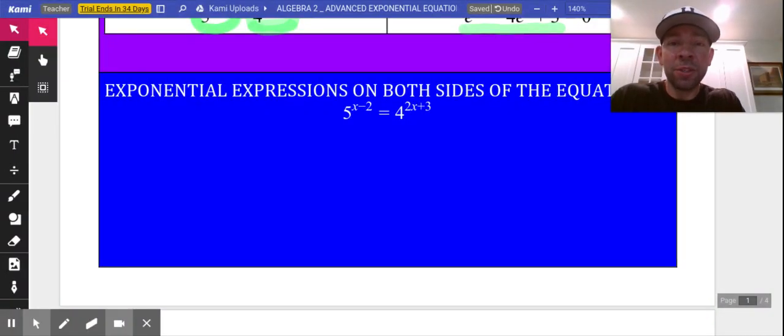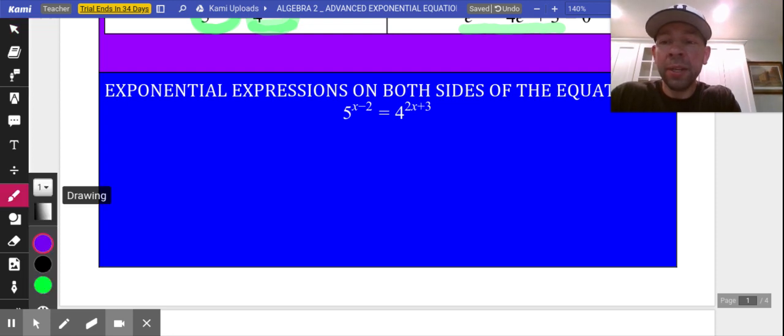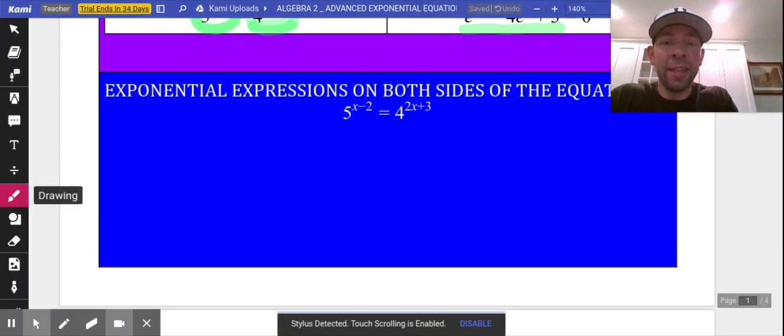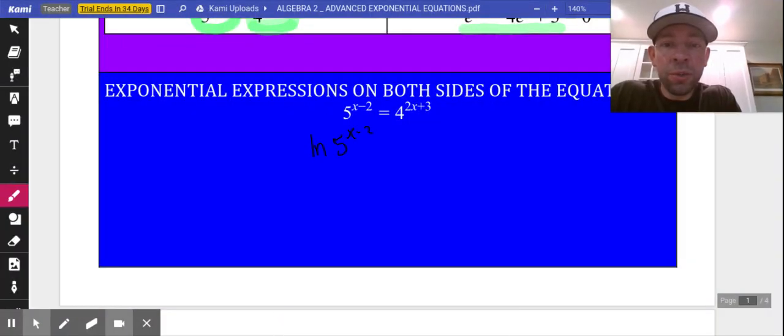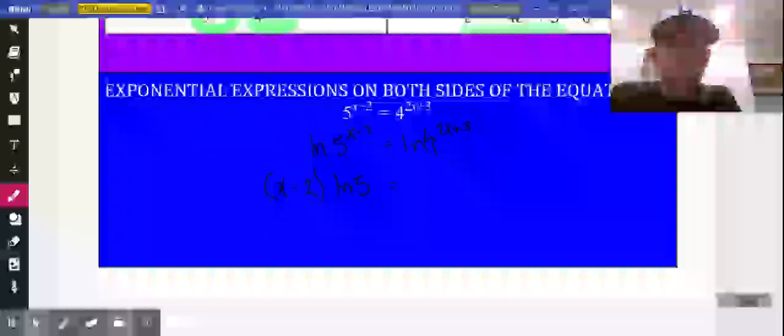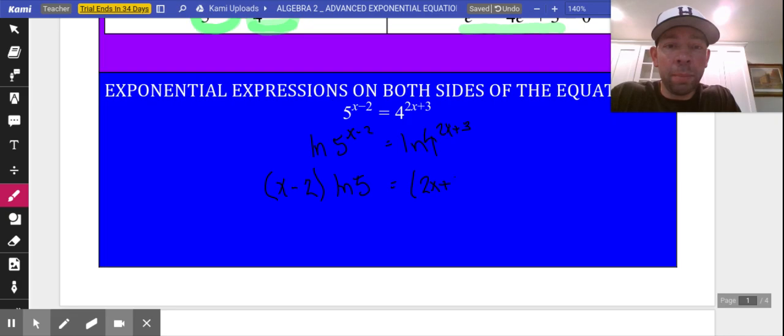So how do we attack this when we have exponential expressions on both sides? I'm going to take the natural log of both sides right out of the gates. Okay, so this is going to be the natural log of 5 to the x minus 2 equals the natural log of 4 to the 2x plus 3. And then again, rewriting these so that those exponents come out front. Now this next move, I can't stress enough, there must be parentheses around the x minus 2. Anytime you're working with a binomial or a trinomial or anything bigger than a single term, we've really got to appreciate and value how important those parentheses are.